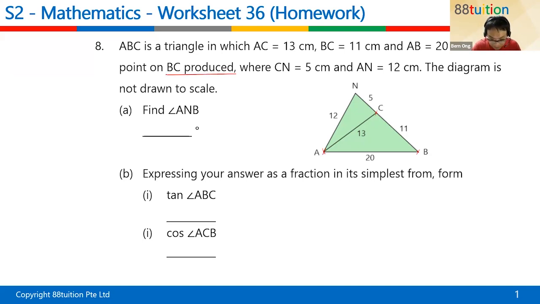What's the meaning of BC produced? It means BC extends down here. This is BC, produced, 180 degrees down here. So the meaning of produced is a straight line that is coming out, branching out. CN is 5 cm, AN is 12 cm. The diagram is not drawn to scale. Obviously, it's not drawn to scale. It looks so not correct also. Find angle A and B.